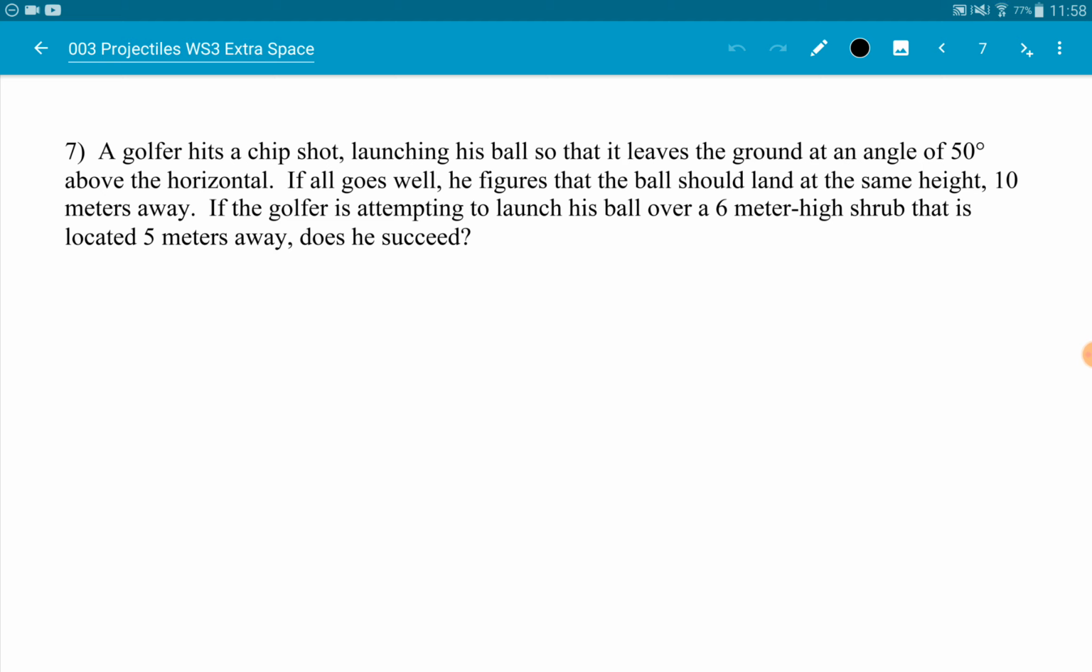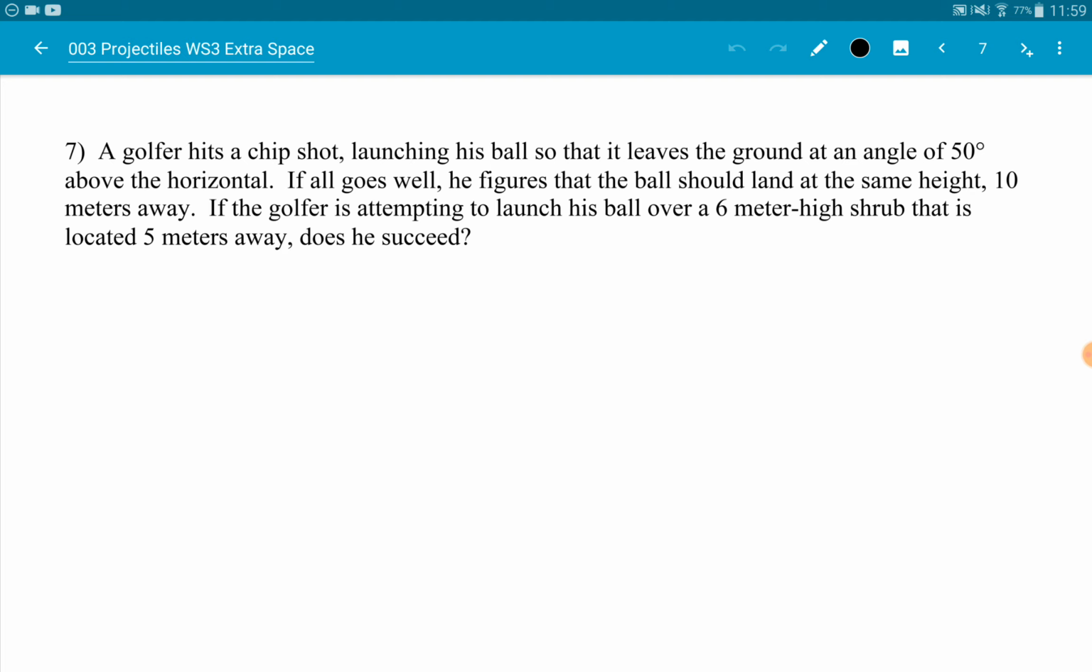That's one of the shots with one of the high number wedges, or maybe a wedge itself, so that you can actually get a nice big arc on it. Launching his ball so that it leaves the ground at an angle of 50 degrees. There's the big arc above the horizontal. If all goes well, he figures the ball should land at the same height 10 meters away.